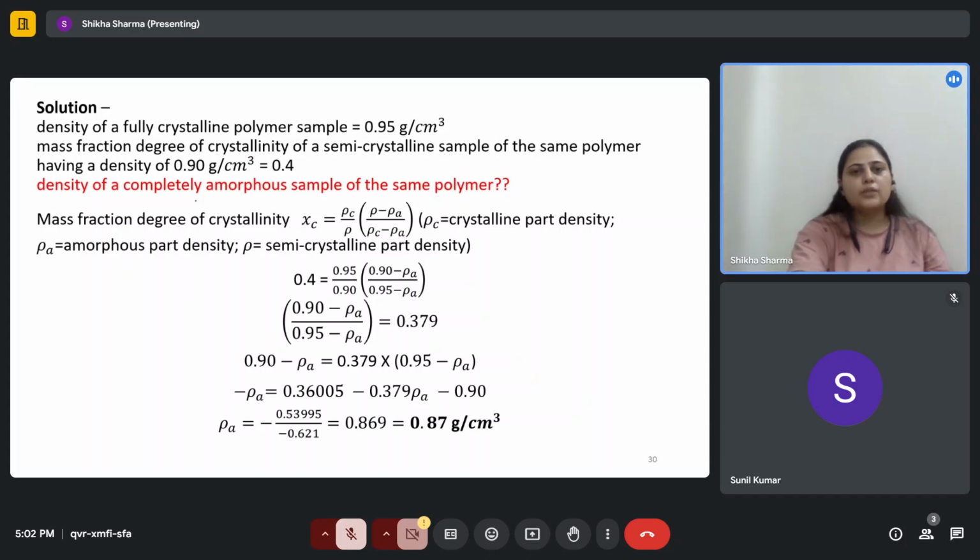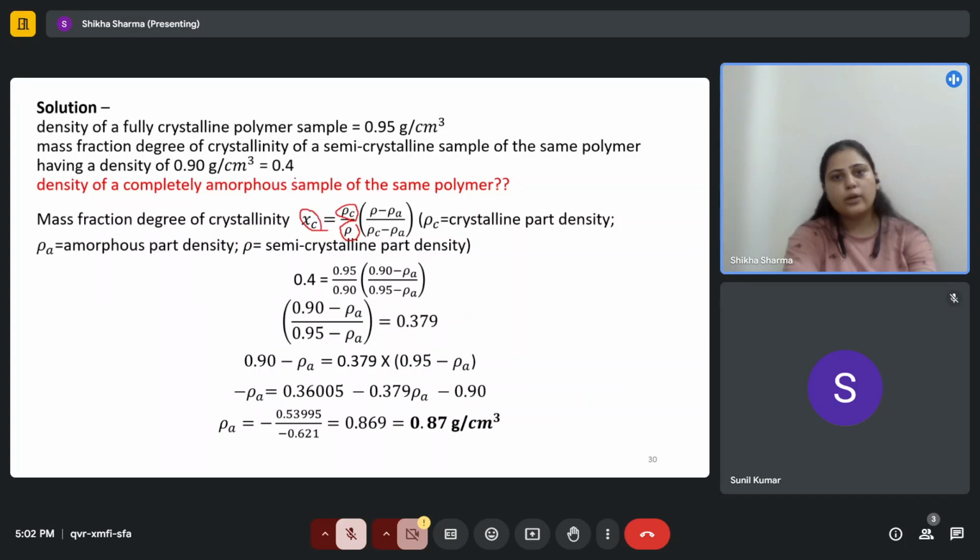So the mass fraction degree of crystallinity formula is equal to the crystalline part density rho c divided by the semi-crystalline part density rho, multiplied by rho minus rho a, which is the semi-crystalline part density minus the amorphous part density, divided by the crystalline part density rho c minus rho a, which is the amorphous part density.